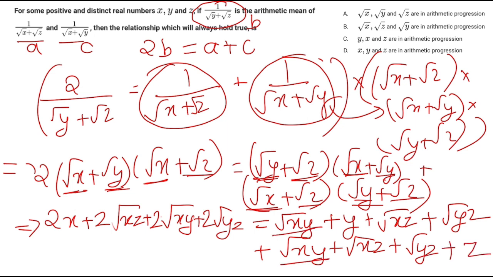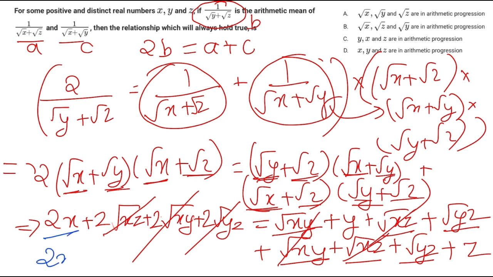Now finally on the right hand side guys, root xy plus root xy will give you 2 root xy, which will get cancelled out with the corresponding term on the left hand side. Similarly, root xz plus root xz will be 2 root xz, will get cancelled out with the corresponding term on the left hand side. And similarly, root yz plus root yz will be 2 root yz, will get cancelled with the corresponding term on the left hand side. And now if you observe carefully, I am left with only 3 terms.